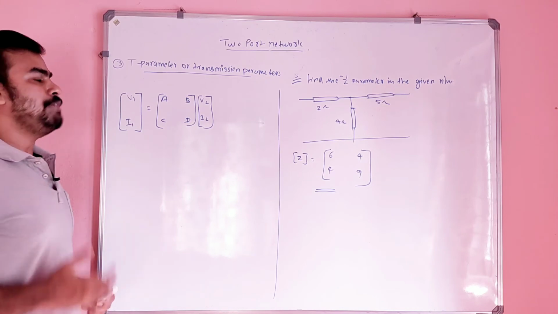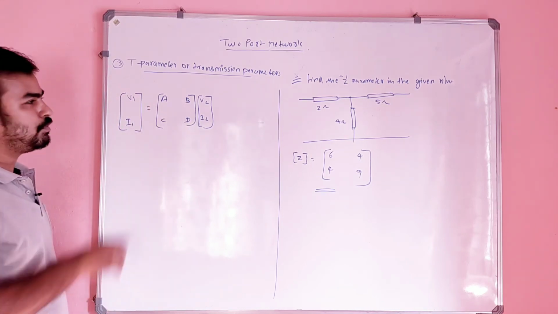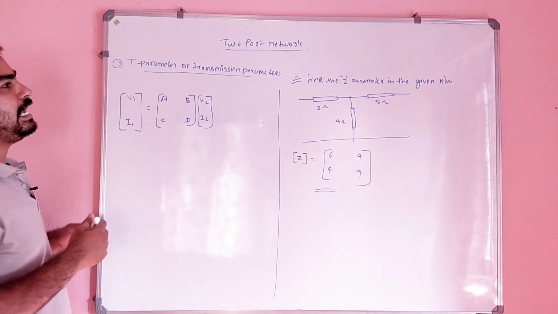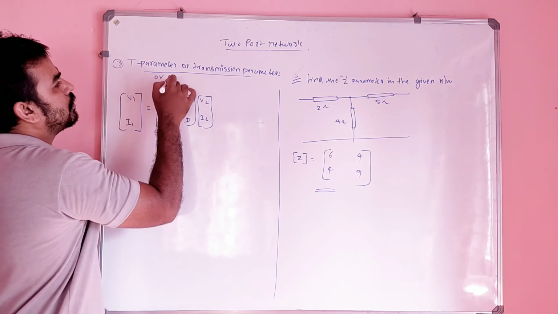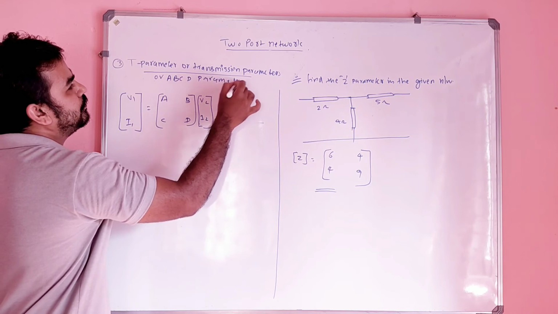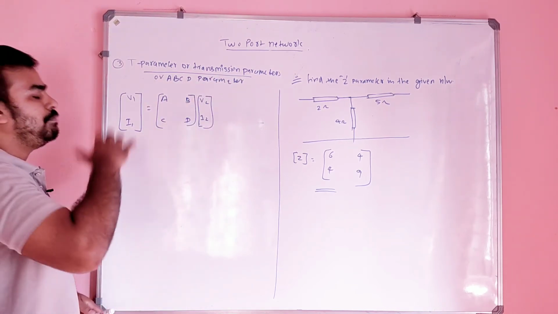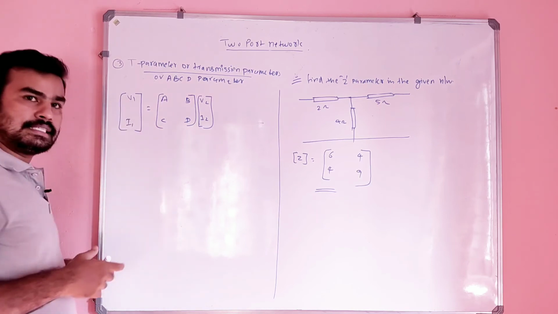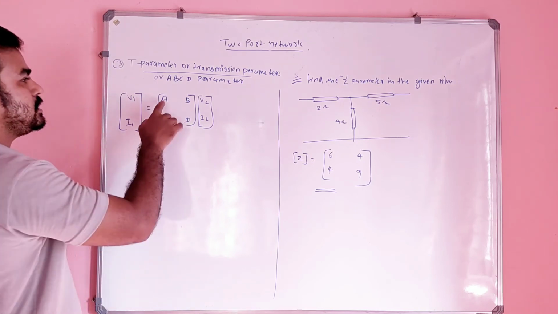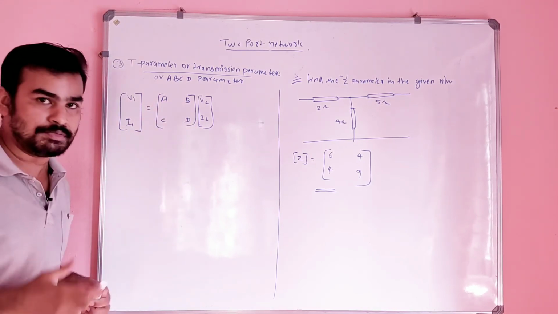That means if you have a matrix equation like this, I think you have already heard about this. The other name of this is the ABCD parameter. This is very popular. So if you have a matrix equation like this, V1 and I1 equal to the ABCD matrix times V2 and I2, then this is called the transmission parameter.